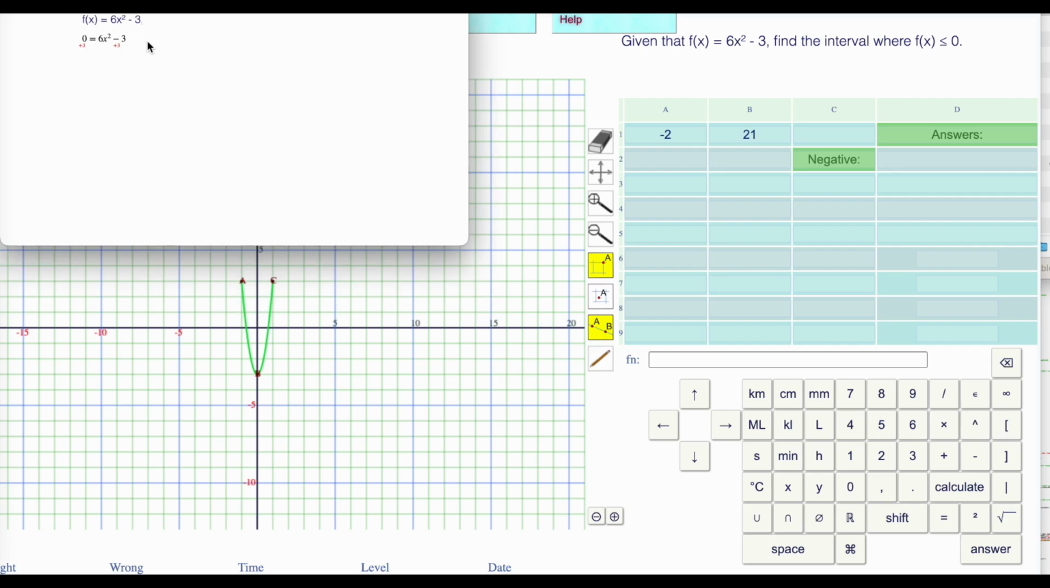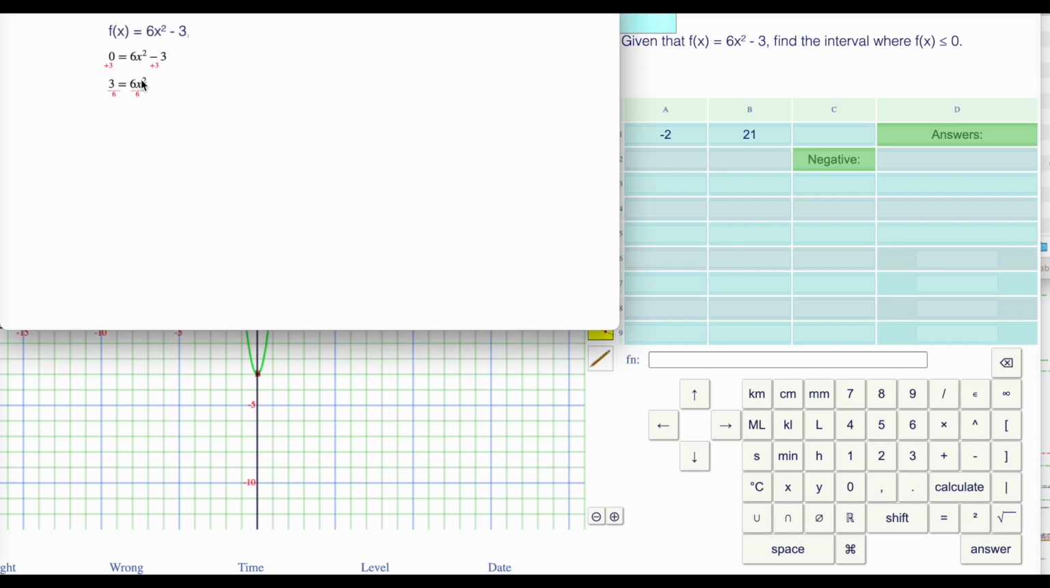I'm going to add 3 to both sides, and that gives us 3 is equal to 6x squared. The 6 is multiplying the x squared, so I'm going to do the opposite. I'm going to divide both sides by 6. That gives us 1/2 is equal to x squared. To get the x alone, I'm going to take the square root of both sides. And that gives me plus or minus the square root of 1/2 is equal to x.